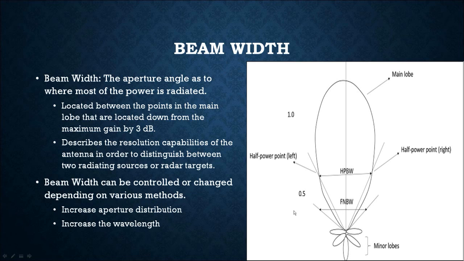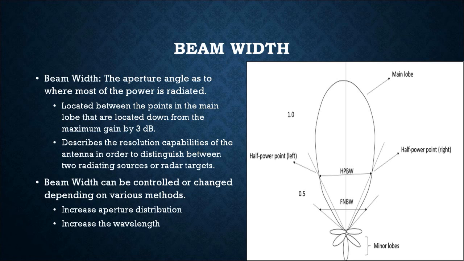The difference between those two is that the half-power beam width is defined as the angle between the two directions where the radiation intensity is one half of the main beam. The first null beam width, on the other hand, is defined as the angular separation between the first nulls of the radiation pattern on its major lobe. And one of the important aspects of this presentation, which you will see later in the FEKO simulation results, is that beam widths can be controlled or changed depending on various methods.